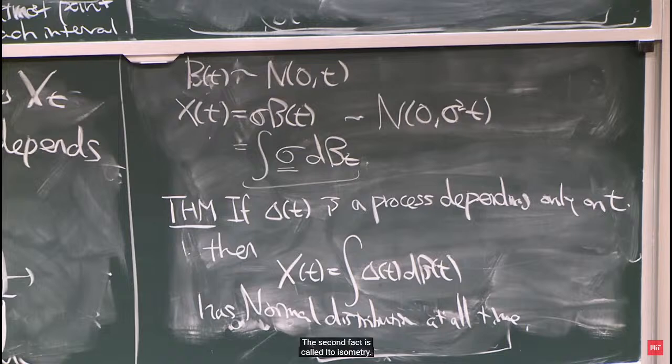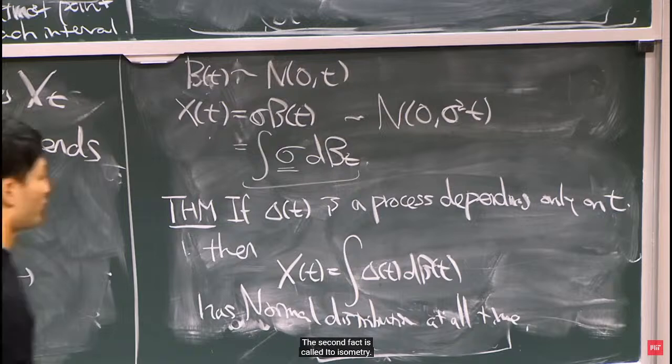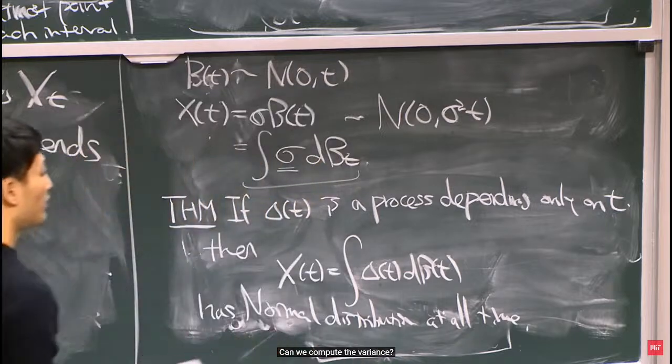The second fact is called isometry. Okay, that was cool. Can we compute the variance?